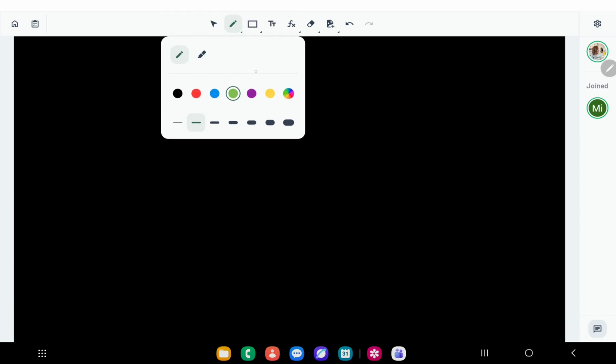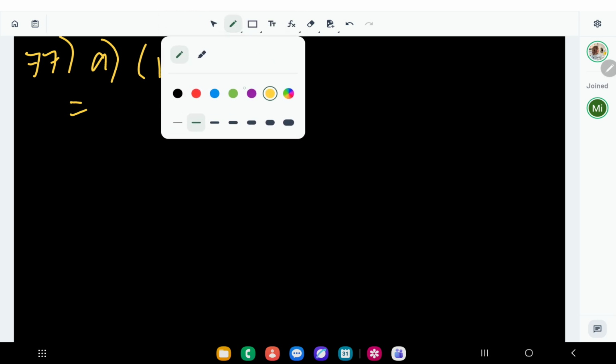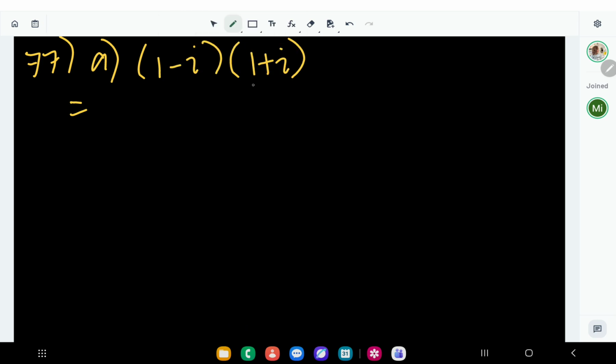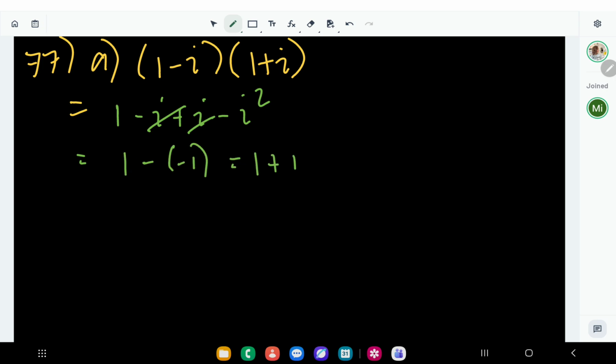Then number 77. Okay, 77a, 1 minus i times 1 plus i. So we FOIL. Since they have different signs and the same variables, you can cancel the middle term. So this is 1 minus i plus i minus i squared. So this cancels out. So we have 1 minus negative 1. So this is 1 plus 1 equals 2.